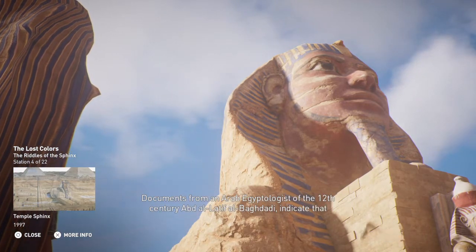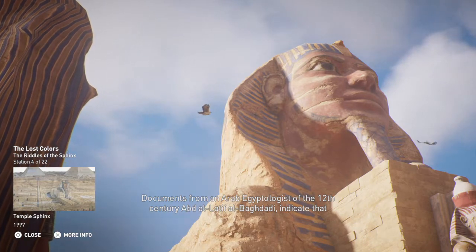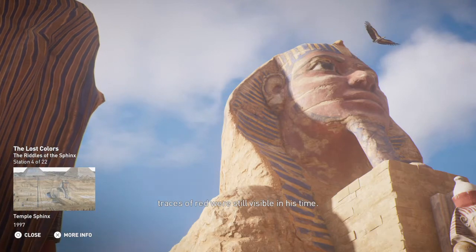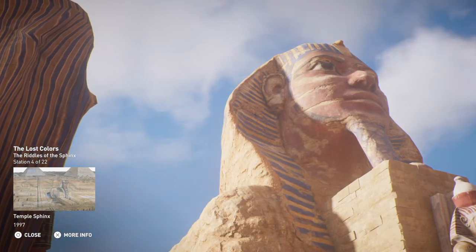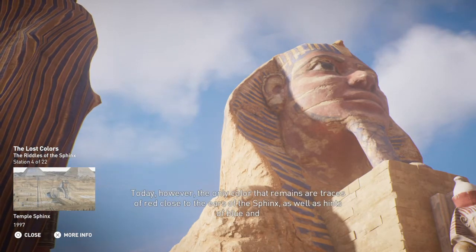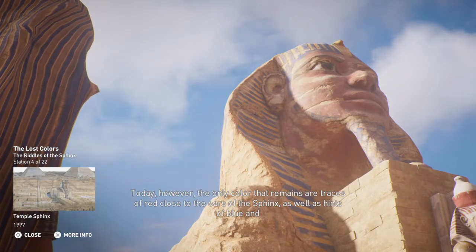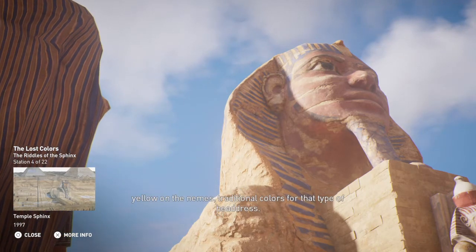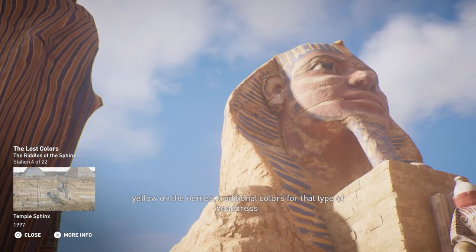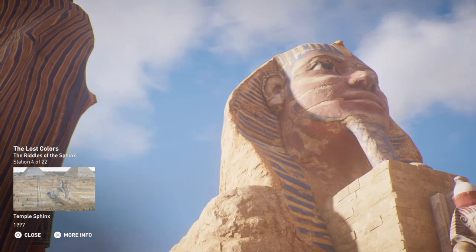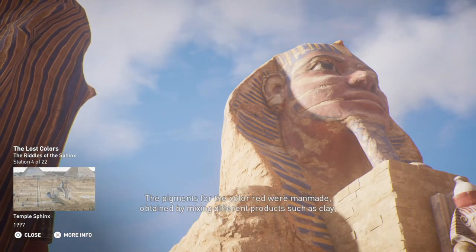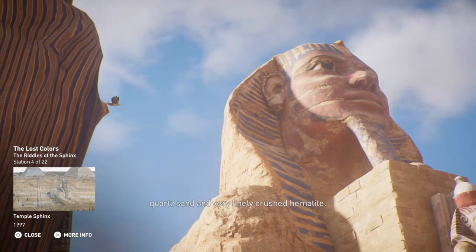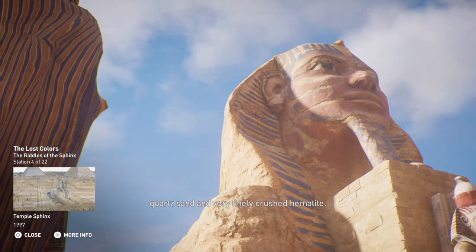Documents from an Arab Egyptologist of the 12th century, Abd al-Latif al-Baghdadi, indicate that traces of red were still visible in his time. Today, however, the only color that remains are traces of red close to the ears of the Sphinx, as well as hints of blue and yellow on the nemes, traditional colors for that type of headdress. The pigments for the color red were man-made, obtained by mixing different products such as clay, quartz sand, and very finely crushed hematite.